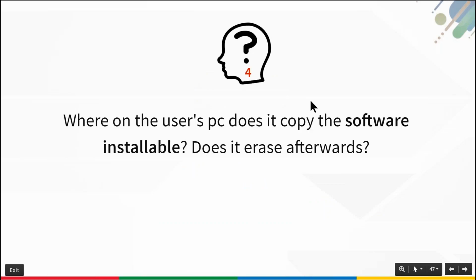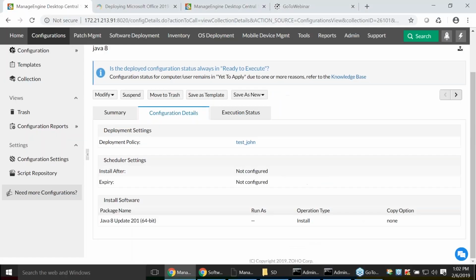Coming to the next question, where on the user's PC does it copy the software installable? Does it erase it afterwards? So on the user's PC, the software installable is copied within the DC agent folder. After the installation is completed, it is erased automatically. So you don't need to worry about it occupying space.